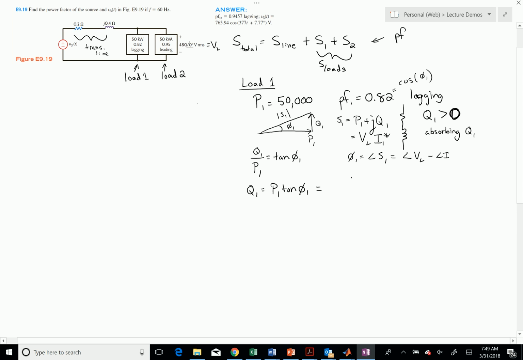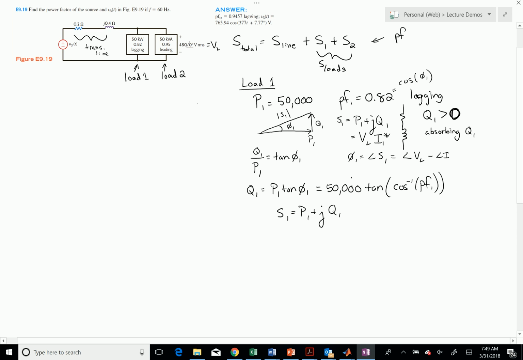So if I work through the math, 50,000 times the tangent of the power factor angle, like so. And then I can tell you what S1 is: P1 plus jQ1.